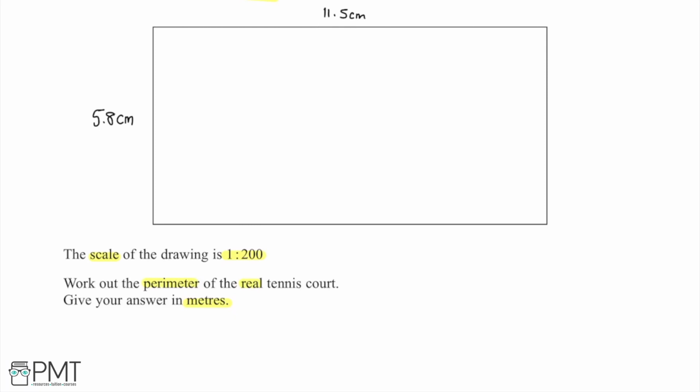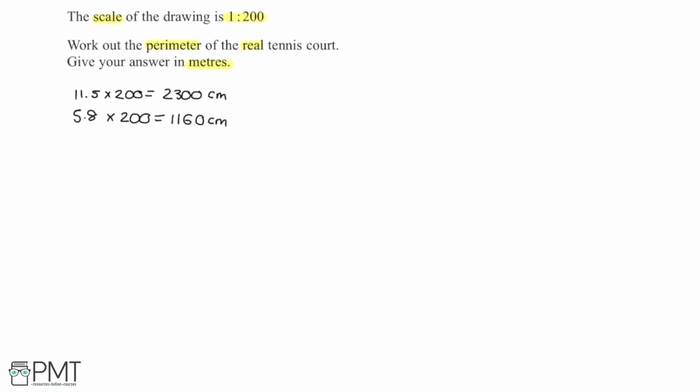So if I do the width first, I can take 11.5 and multiply that by 200, and that gives me an answer of 2,300, remembering this is in centimetres still. And then similarly, 5.8 for the height multiplied by 200 gives me an answer of 1,160, again in centimetres. So this is the width and height of the actual tennis court in centimetres.